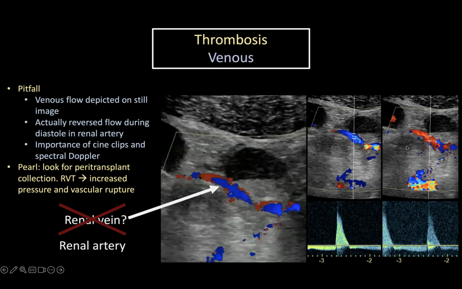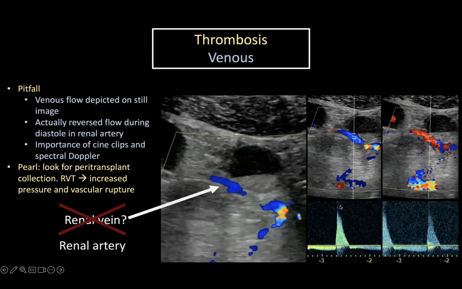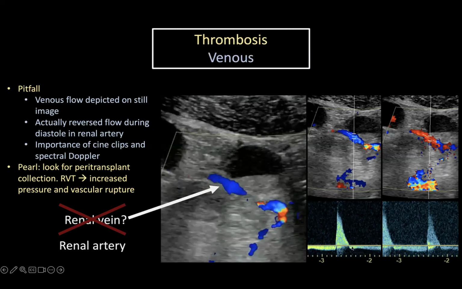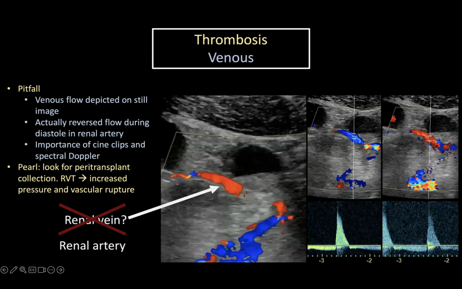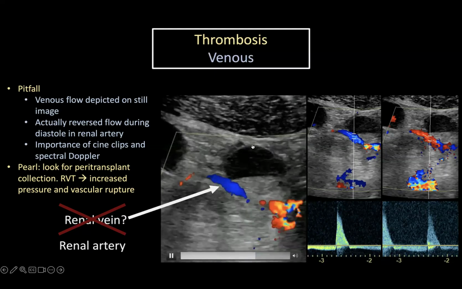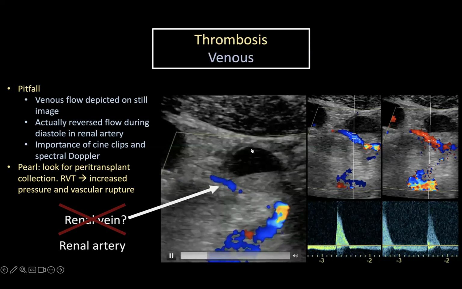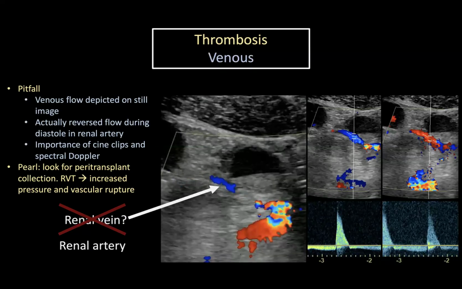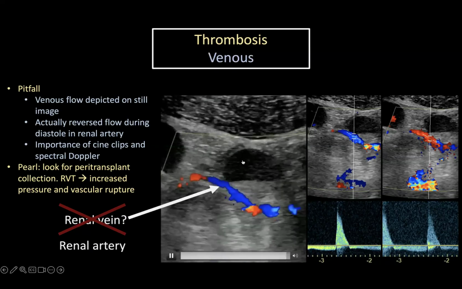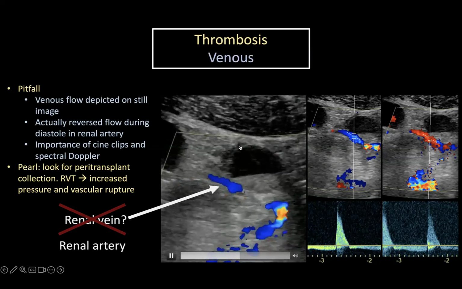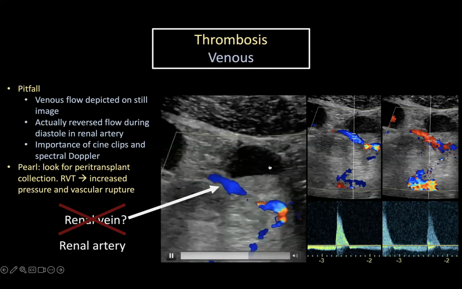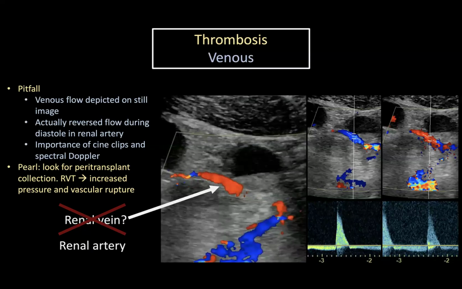When we put spectral over this area, we can see sometimes it's going towards the kidney, but because of the high resistance from the venous thrombosis, we can see that there's this reversal of flow. The other thing to keep in mind is that when you have these areas of venous hypertension caused by the venous thrombosis, this can lead to rupture of vessels. And so it's fairly common in venous thrombosis to see these kind of peritransplant collections, which represent areas of hematomas.